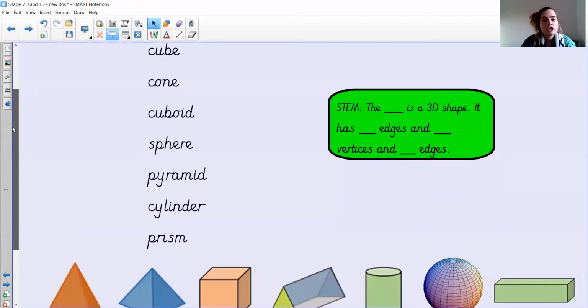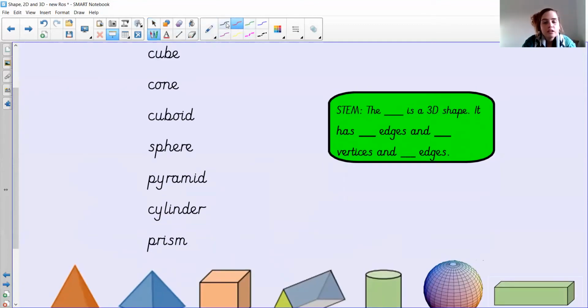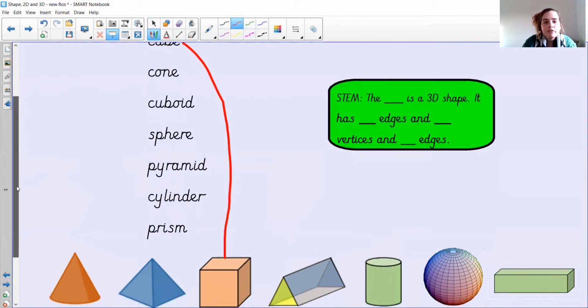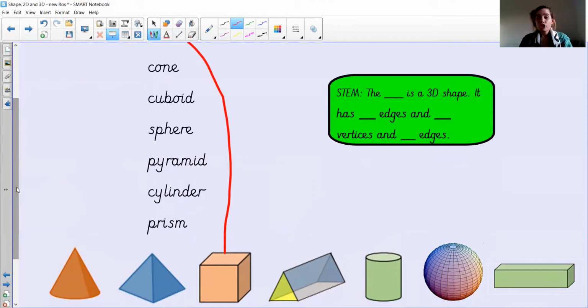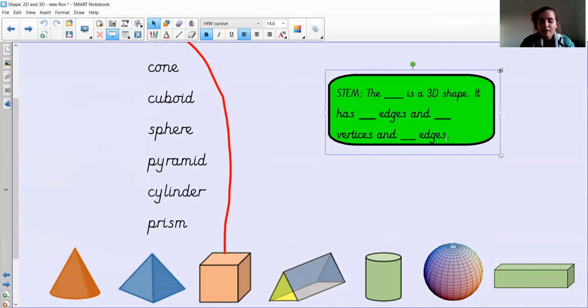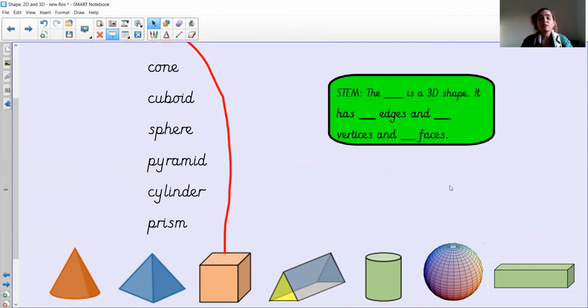So we have a cube. I'm going to draw the right line. So we've got a cube, and a cube is down here. And we've got our STEM sentences. The cube is a 3D shape. It has edges and vertices and edges. Now, that's a bit of a mistake, isn't it, Miss Di? Let's alter that right now, because that should be a magic word. I looked at it just as I was saying it then. This is what's fun about these Zoom lessons. It should be, it has edges.